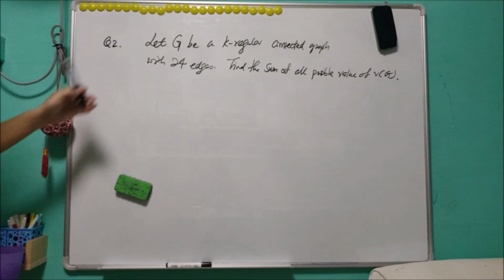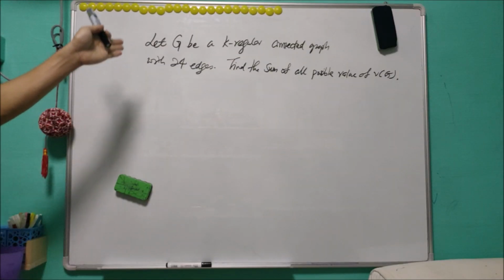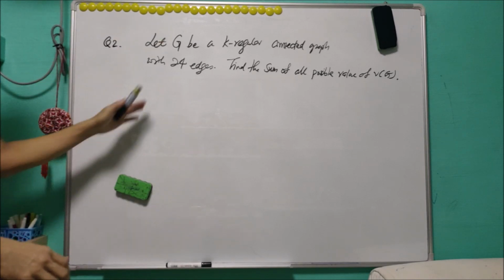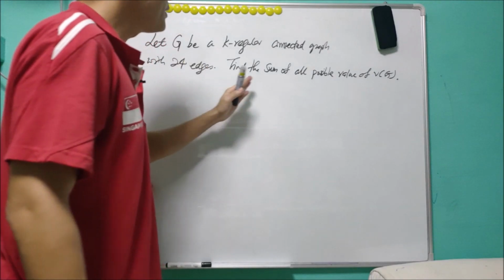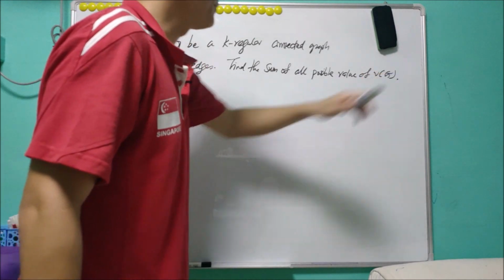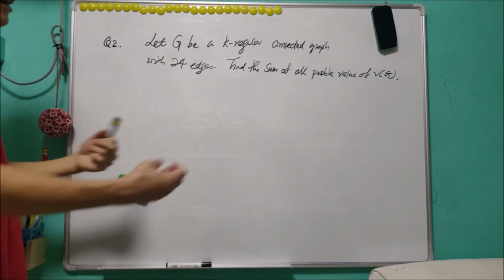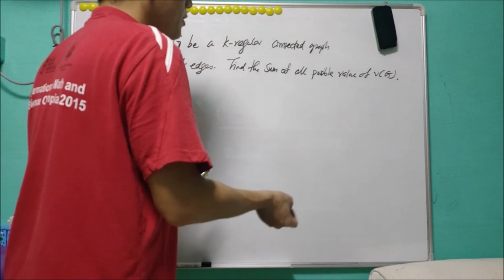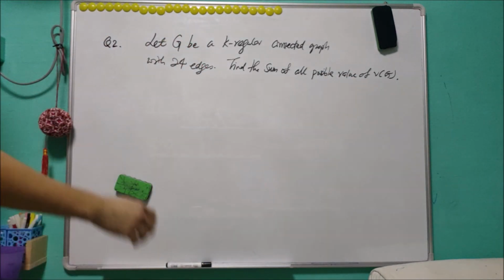So this is question 2. It's a little bit tricky. Let G be a k-regular connected graph with 24 edges. Find the sum of all possible values of the order. Meaning, find the sum of all possible values of the number of vertices of G.